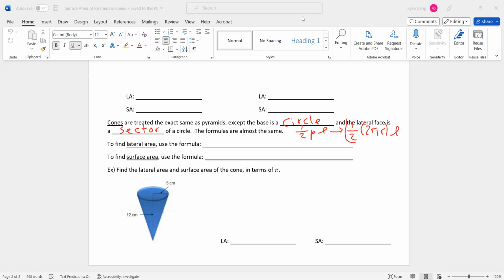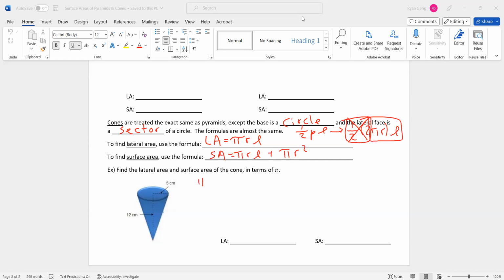Well, what's half of 2? It's just 1. So what's left is pi RL. And there it is. The lateral area of a cone is pi RL. That's it. The surface area is almost as easy: just pi RL, the lateral area, plus the area of one base, and the base is a circle, so pi r squared. So let's do it. The lateral area and surface area.